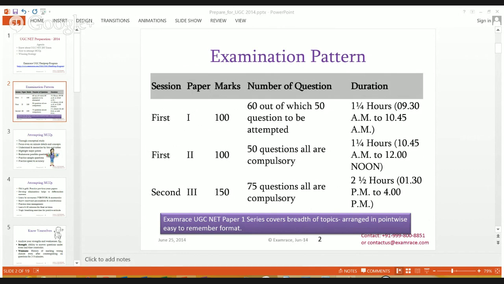Then you have paper 2 and 3, which are meant for your optional subjects. In paper 2, you have 50 questions that are compulsory, and in paper 3, you have 75 questions that are compulsory. All the three papers have questions of 2 marks each, and there is no negative marking in the paper.